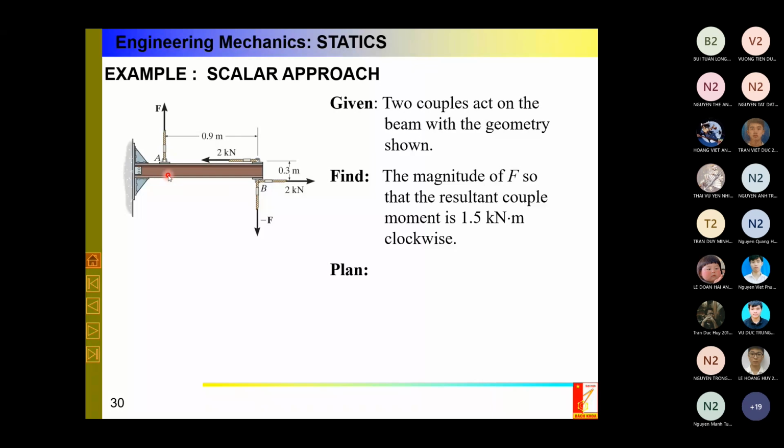But in this course, we don't say anything about deformation. We only say that this beam is possibly stiff enough. Suppose the director or another engineer said to you that the resultant couple moment of 1.5 kilonewton-meter is enough for you to design the beam. So try to find the magnitude of force F if the resultant couple moment is 1.5. Make an orientation first, think about this, find the way to calculate it, and after that we will do it together.